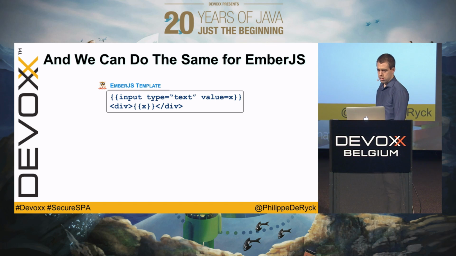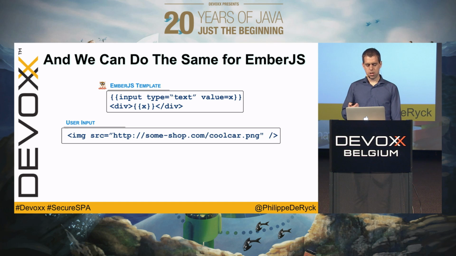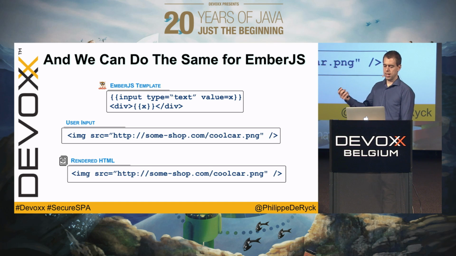You have the double mustaches in Ember as well, which output some data. Let's see what it does. You have the image tag, and you get, again, the HTML representation of this image tag, not the image itself, which is good. Ember, by default, offers safe output.